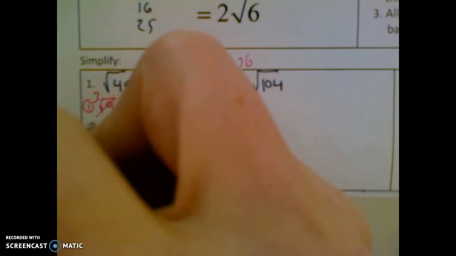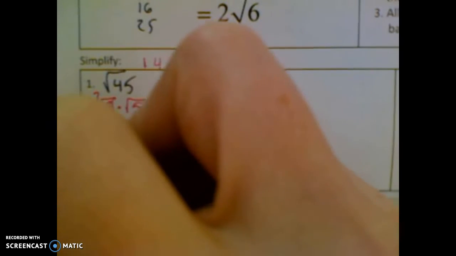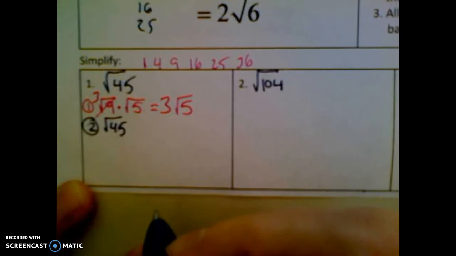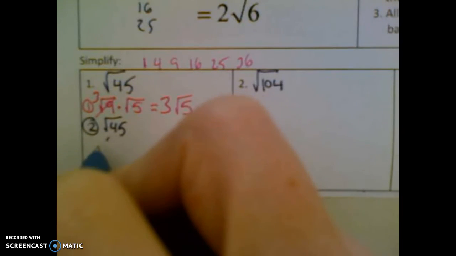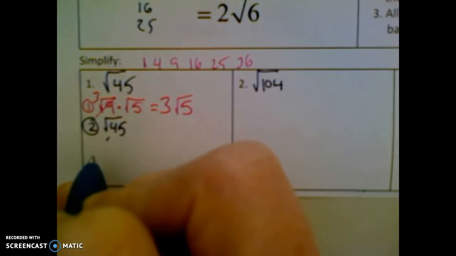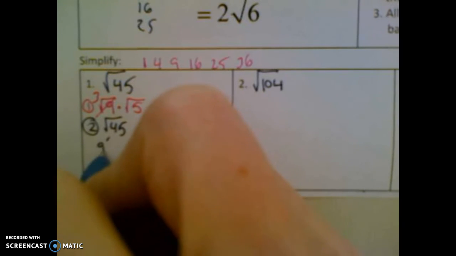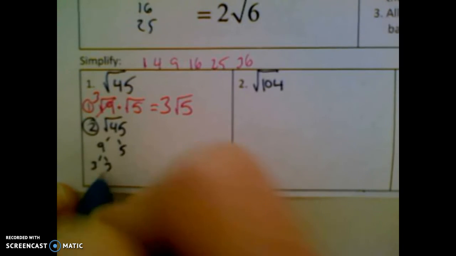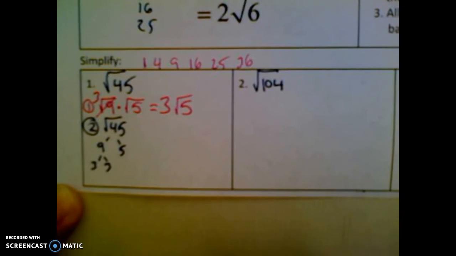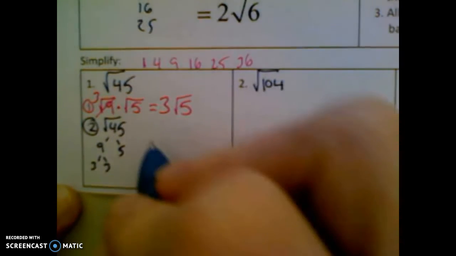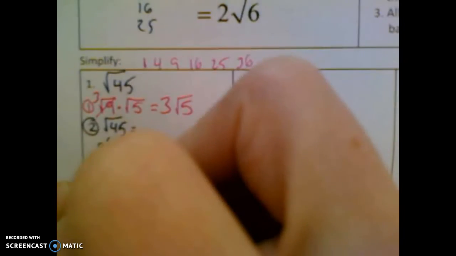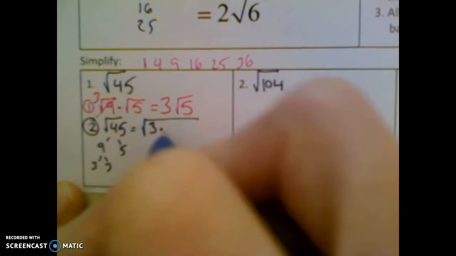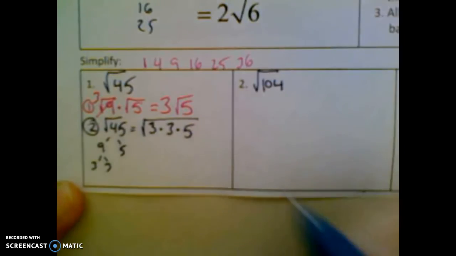If, however, you don't know your perfect squares or you just want to do another method, that's totally fine. Method 2 is I'm going to say root 45, and I'm just going to do a factor tree. So I'm going to say 45, and however you get to it doesn't matter. You can do 9 and 5 as well. And then 9 is 3 times 3. So I'm going to list all of these factors together. So that means that root 45 is root 3 times 3 times 5.